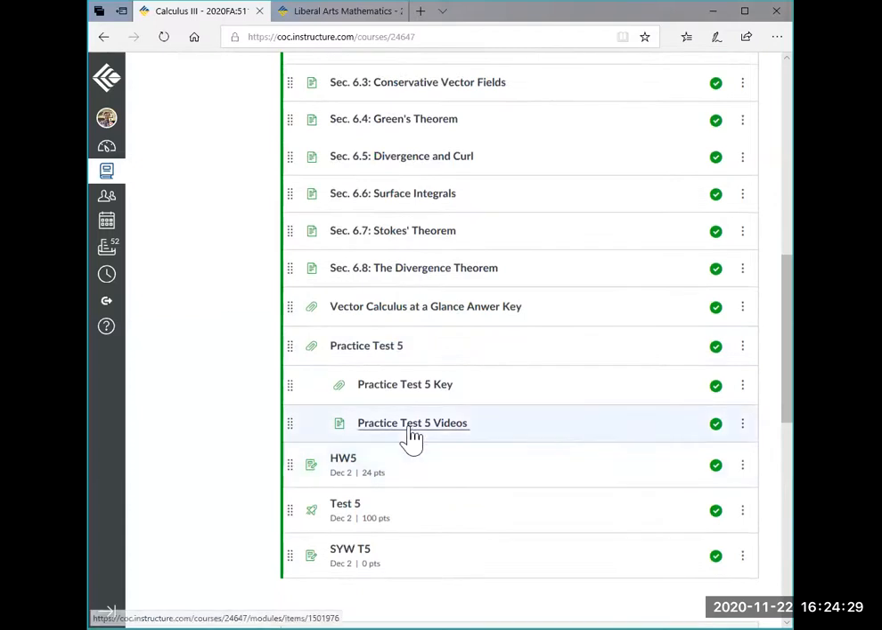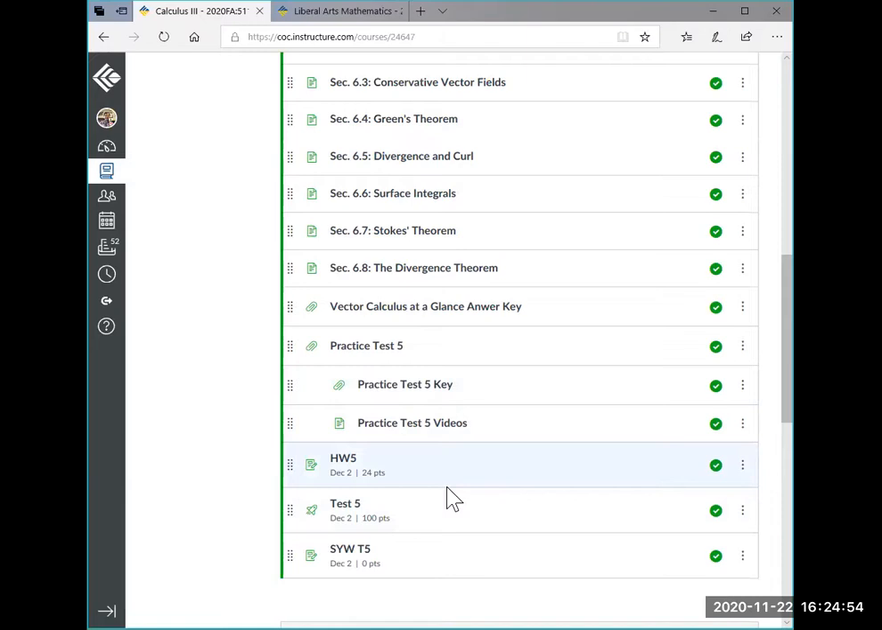Also, and I know Thanksgiving is coming, and so the last half of this week, you probably will not be doing a whole lot, but I would encourage you, if you have time, to look at practice test number 5. I have already provided the key. This is the PDF file. And then, of course, we have links to those videos that will go over these problems in practice test number 5.